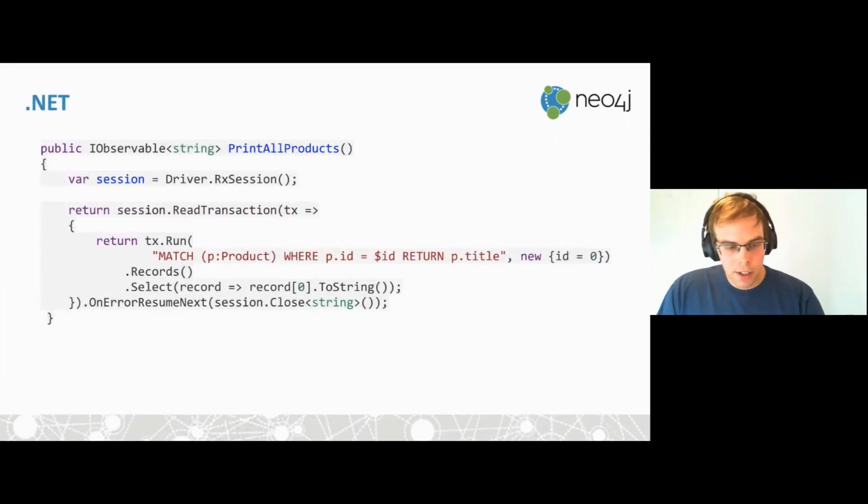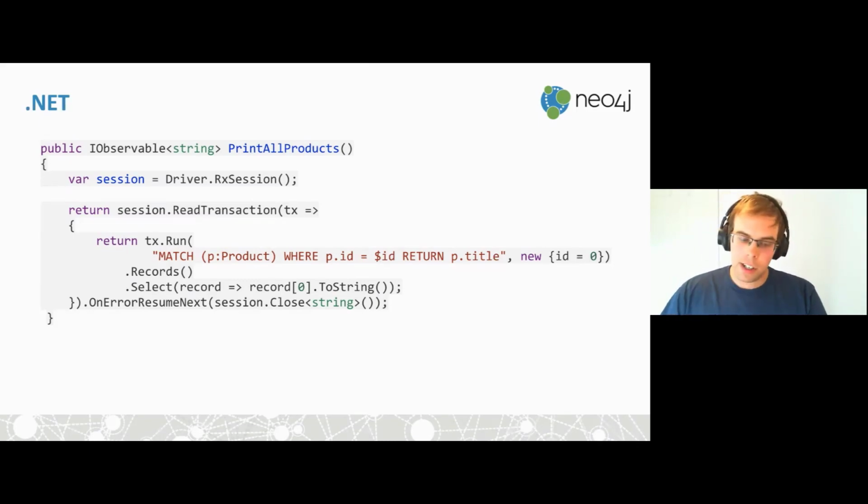What about .NET? So this is a method which is returning an IObservable, which is again the Reactive Extensions speak for publisher, and it's very similar to the JavaScript one, right? So we've got a driver object. We do a reactive session to create a new session. We do a read transaction. We pass in a function. We run the same query as before. We get the records back with the .records method, and we select the parts that we're interested in.